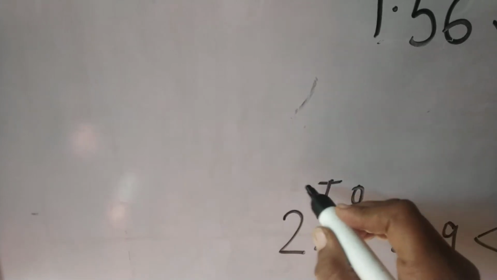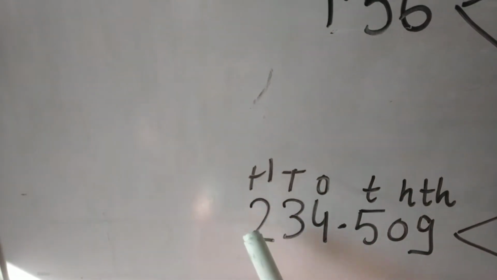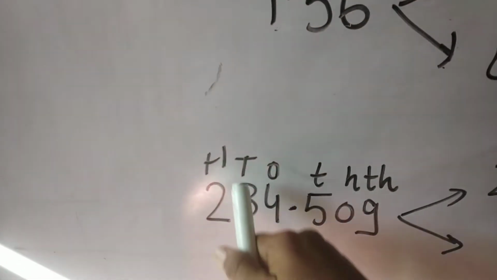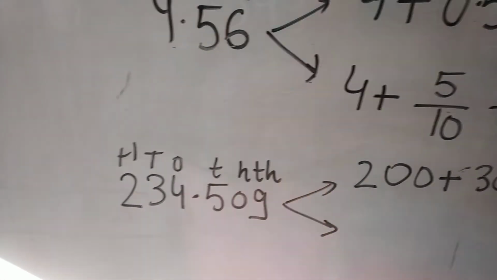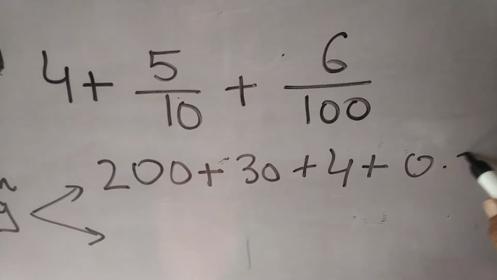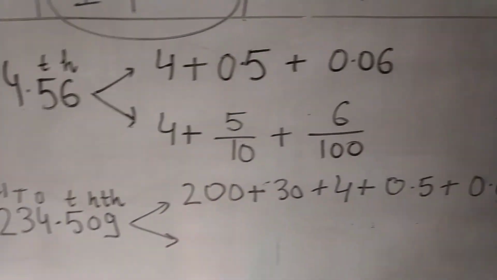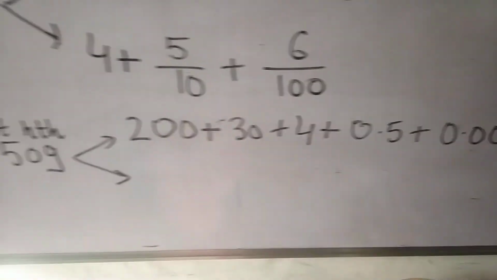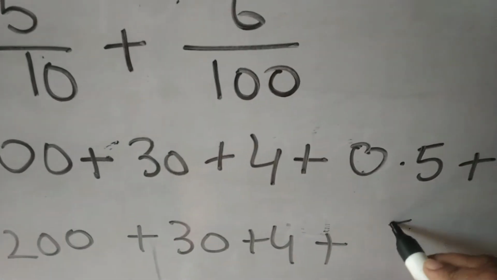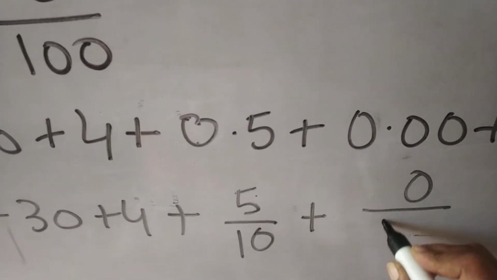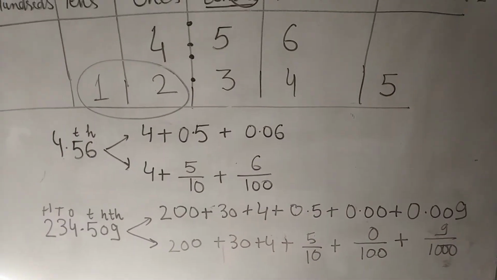This has become ones, tens, hundreds. And these become tenths, hundredths and thousandths. So I will read it as 200 plus 3 tens, that is 30, plus 4 ones, that is 4, plus 5 tenths. So it will be written as 0.5 plus 0 hundredths, that is 0.00, plus 9 thousandths, that is 0.009. Or it can be written as 200 plus 30 plus 4 plus 5 upon 10 plus 0 upon 100 plus 9 upon 1000. So these are the two different forms of the expanded form.